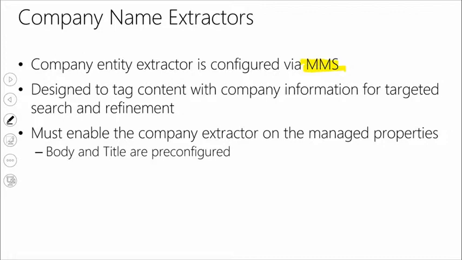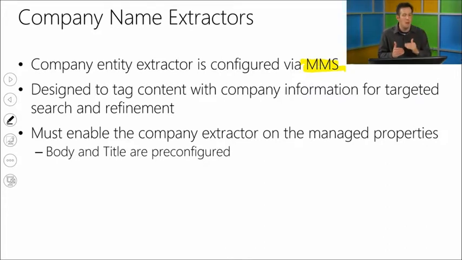If you go back into MMS, you'll notice there's a brand new group inside of there specifically for company extraction. So all I have to do inside of there is enter all of my different company names, and now wherever it sees them, it'll pick them up. Now, here's the one little catch.